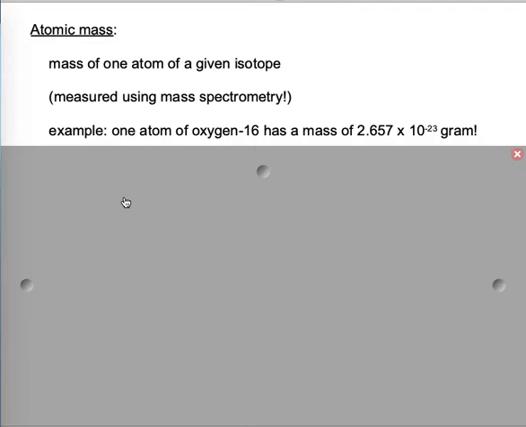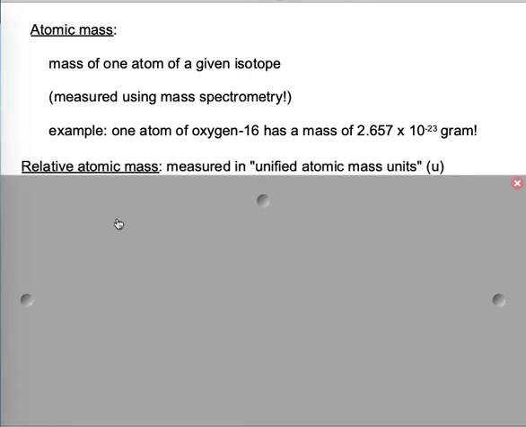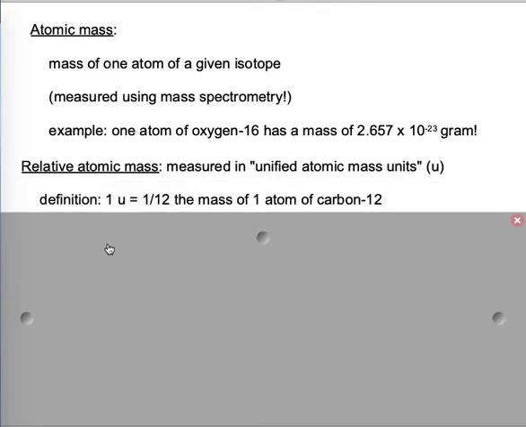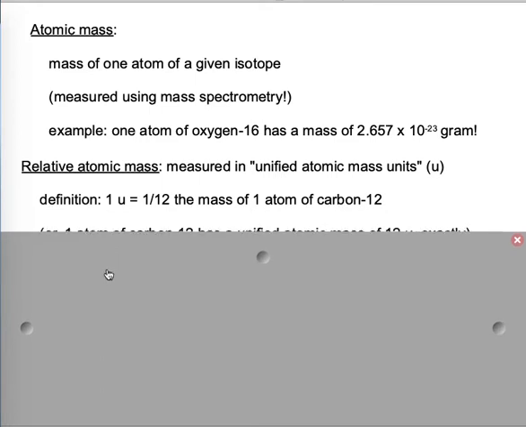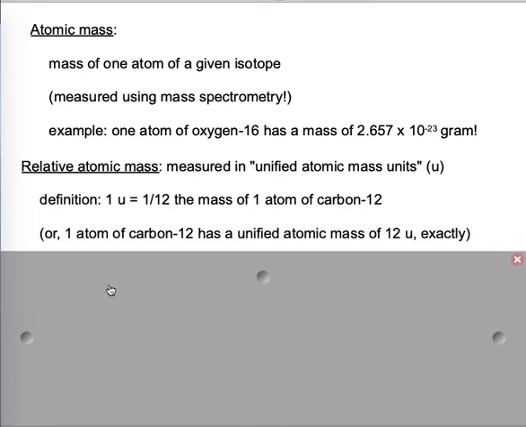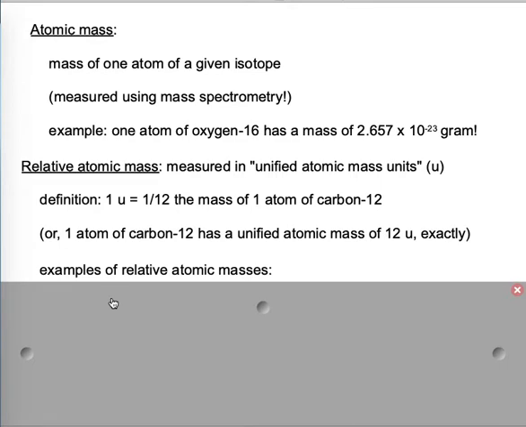Now, that's a really tiny amount because we're dealing with one atom, and using numbers in scientific notation, particularly when they're very small powers of 10, can be inconvenient. So scientists decided to come up with a new atomic mass unit called the relative atomic mass, measured in what are called unified atomic mass units, symbolized as u. And the u was defined as 1/12 the mass of one atom of carbon-12. Or, in other words, one atom of carbon-12 has a unified atomic mass of exactly 12 u. That's a definition. So let's look at some examples of relative atomic masses.